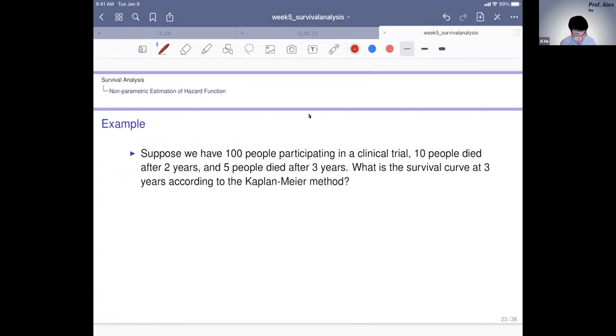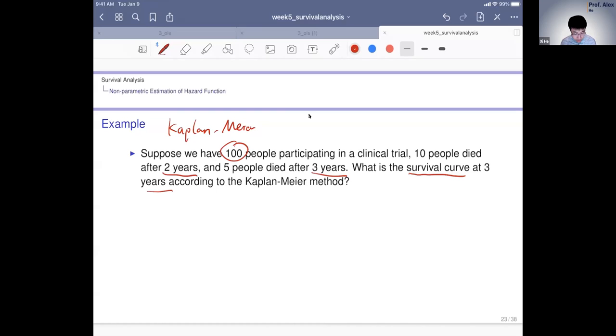So here is an example. Let's try the Kaplan-Meier method, okay? Let's say you have 100 people participating in a clinical trial for some drug, okay? And 100 is the number you start with. And then at t equals 2, after 2 years, 10 people died. And then after 3 years, 5 people died. Okay. And then what is the survival function at 3 years according to this method?